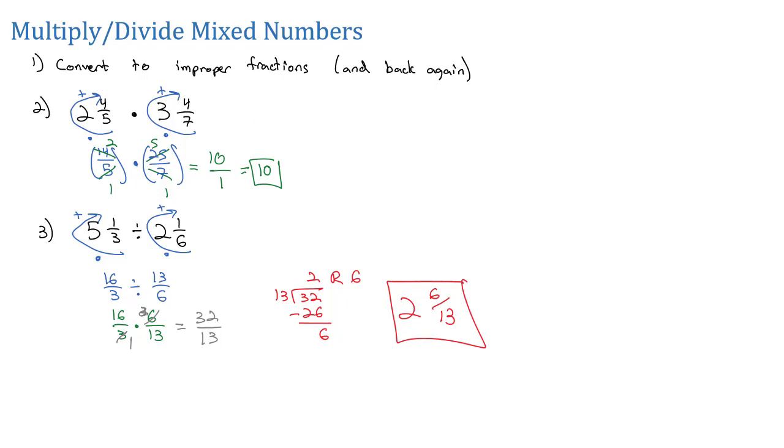So to multiply and divide with mixed numbers, the trick is we're not going to. We're going to convert them to improper fractions, do the math, and then convert back if we have to at the end.